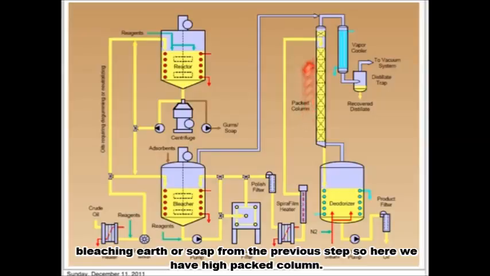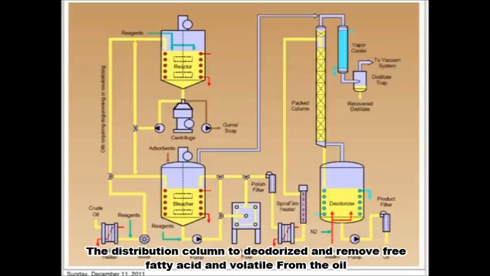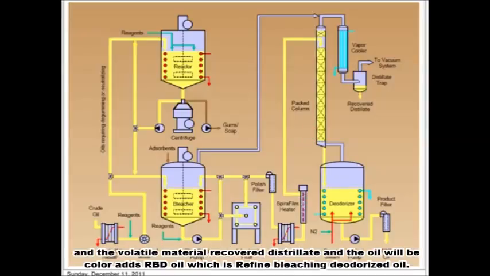So here we have a high-pack column, which is the distillation column to deodorize and to remove the free fatty acids and the volatiles from the oil, and the volatile material will be recovered as distillate, and the oil will be recovered as RBD oil, which is refined, bleached, deodorized oil.